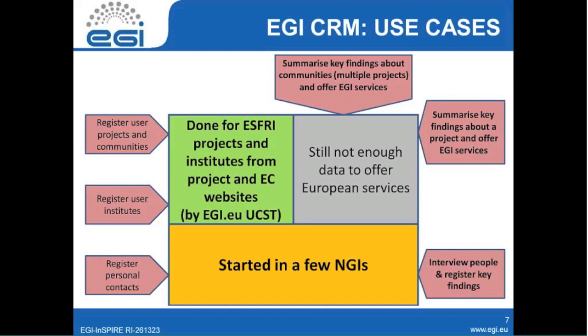This personal contact gathering and interviewing has already started in a few NGIs, but unfortunately, we still don't have enough data registered from these interviews in the CRM system to see the European landscape and make a European level offering to these S3 projects based on the CRM information. So we need to proceed to the second and third stage, the orange and the gray stage. And today you will learn how we can do that.